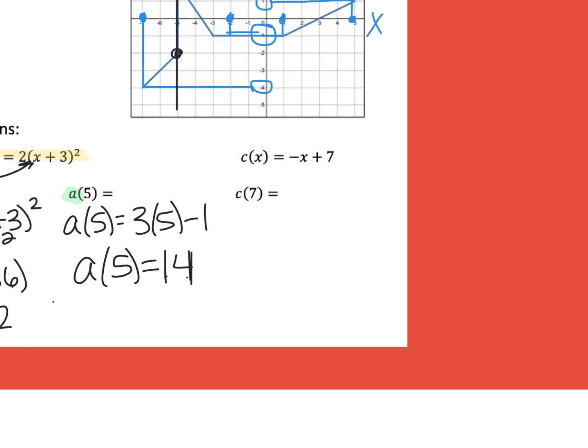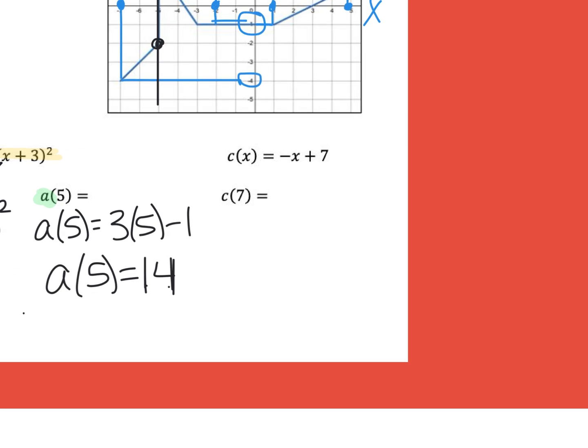And then my last one, this is a c equation, so I'm going to use this equation right here. And it's c of negative 7, so my negative 7 is here. Now be careful. This is a negative. I always put the number that I'm plugging in in parentheses just to be sure. Negative 7 plus 7 is just 0.